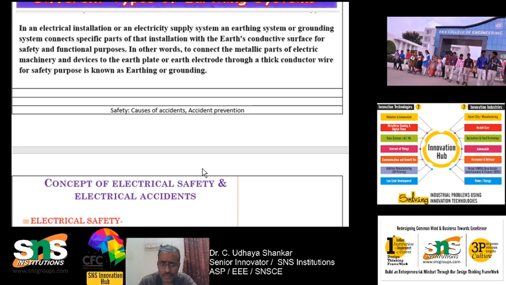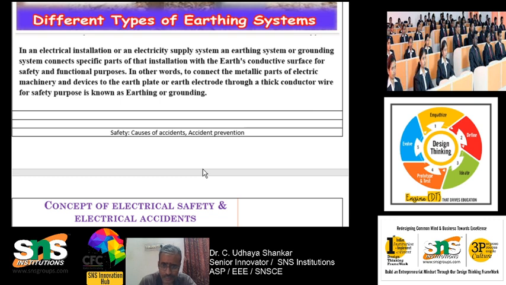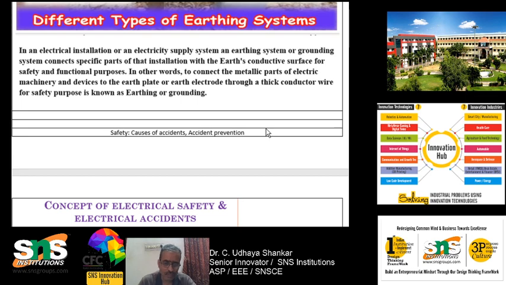So in an electrical installation or electricity supply system, the earthing or grounding system connects specific parts of the installation with the earth's conductive surface for safety and functional purposes. In other words, connecting the metallic parts of electrical machinery and devices to the earth plate or earth electrode through a thick conductor wire for safety purposes is known as earthing or grounding.